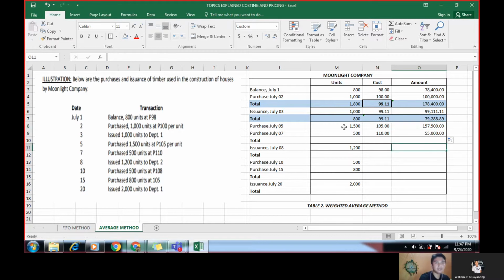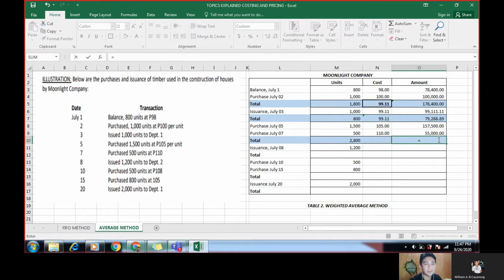Ayan. So, yung purchase, yung total natin na 800, nadagdagan na naman siya ng another purchase na 1,500. So, ito total natin 'yan. 800 yung naiwan plus yung bagong bili natin na 1,500 plus bumili pa tayo ng 500. Therefore, ang inventory natin ngayon is 2,800 units.